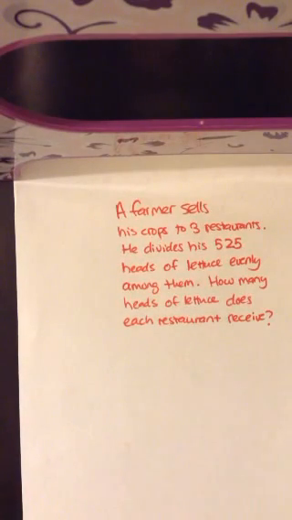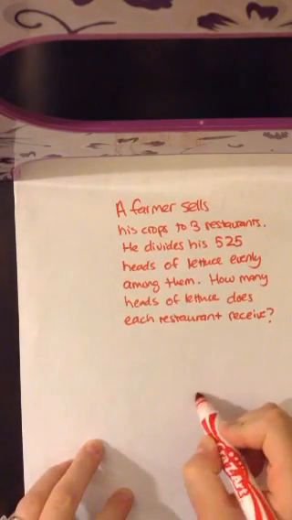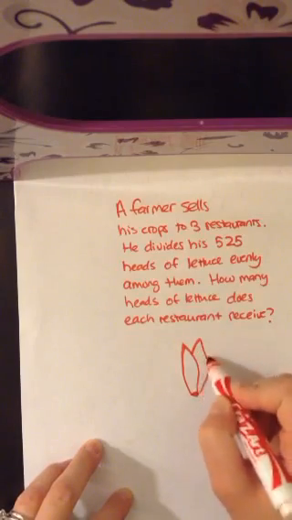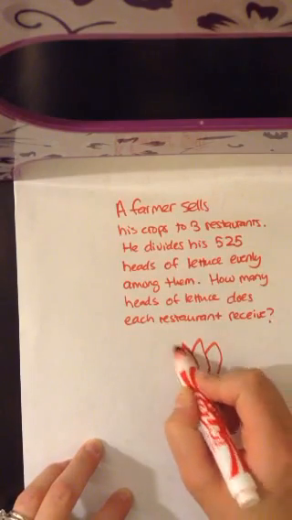A farmer sells his crops to 3 restaurants. He divides his 525 heads of lettuce evenly among them. How many heads of lettuce does each restaurant receive? So in case you don't know what a head of lettuce is, it's that thing that you see in the grocery store. But it has all the lettuce on it.